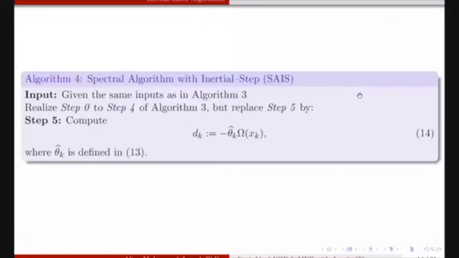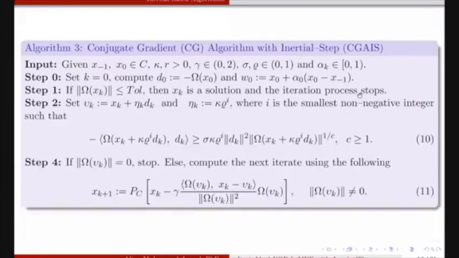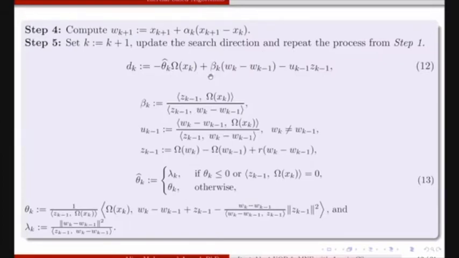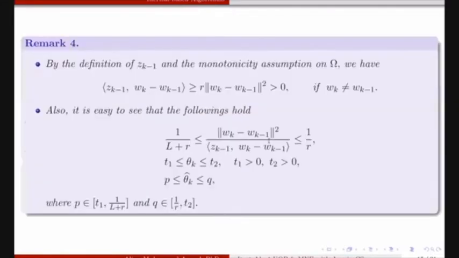So the next algorithm is algorithm 4, which we call Spectral Algorithm with Inertia Step, or SAIS for short. It uses the same parameters as algorithm 3. The only difference is that we set beta k equal to u k, which is equal to 0. By the definition of the spectral algorithm, this is how we compute it. So algorithm 3 has to do with the spectral conjugate gradient method, while algorithm 4 has to do with only the spectral gradient-like method.